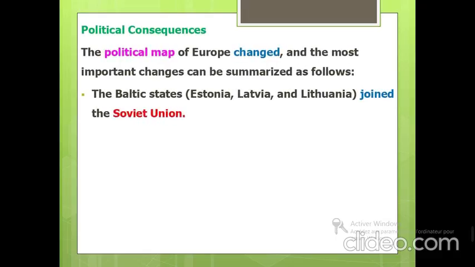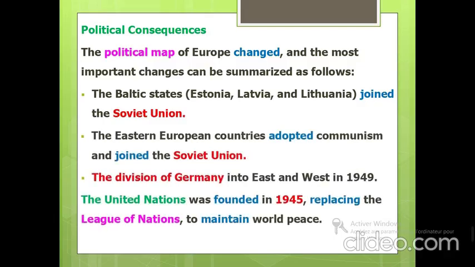Political consequences. The political map of Europe changed, and the most important changes can be summarized as follows: the Baltic states, Estonia, Latvia, and Lithuania, joined the Soviet Union. The Eastern European countries adopted communism and joined the Soviet Union. The division of Germany into East and West in 1949. The United Nations was founded in 1945, replacing the League of Nations, to maintain world peace.